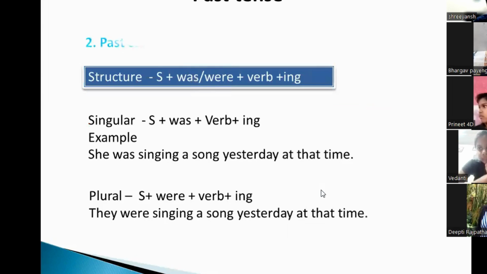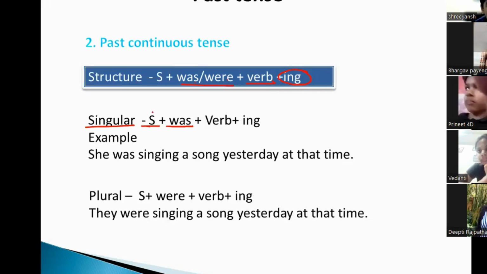For that we have the structure: subject plus was or were as your helping verb, plus main verb in the basic form with ing attached to it. When your subject is singular, the structure is subject plus was. We have was or were as helping verb. When your subject is singular, you have to use the helping verb was, not were, plus main verb in first form and then ing attached to it.